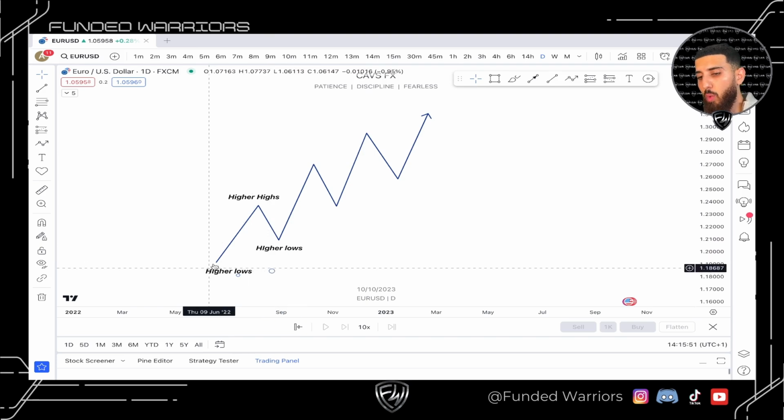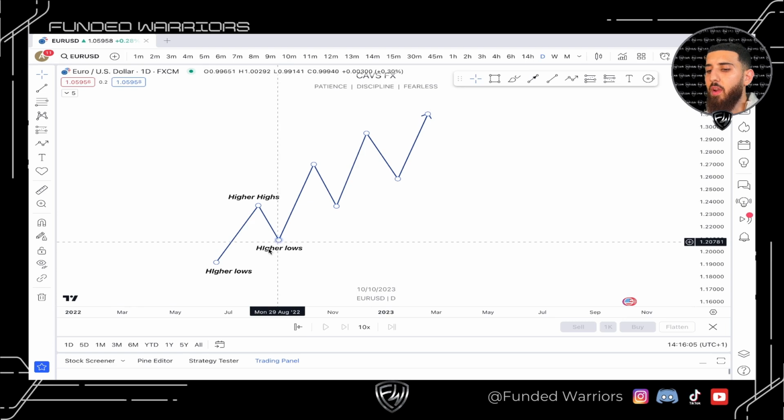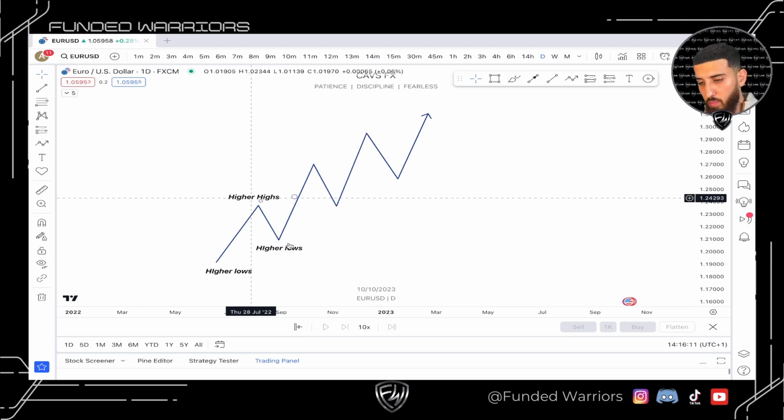Okay, so price created a low here and then it created a higher high. So it created a high, then price came down. However, it did not breach below this point. It did not breach below the higher low. So this then becomes the next higher low. Okay, and then again price pushes up to breach the higher high, creating a new higher high.